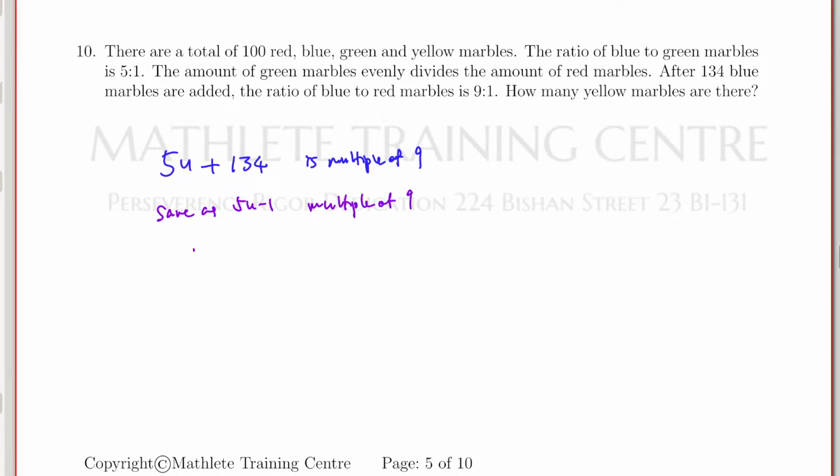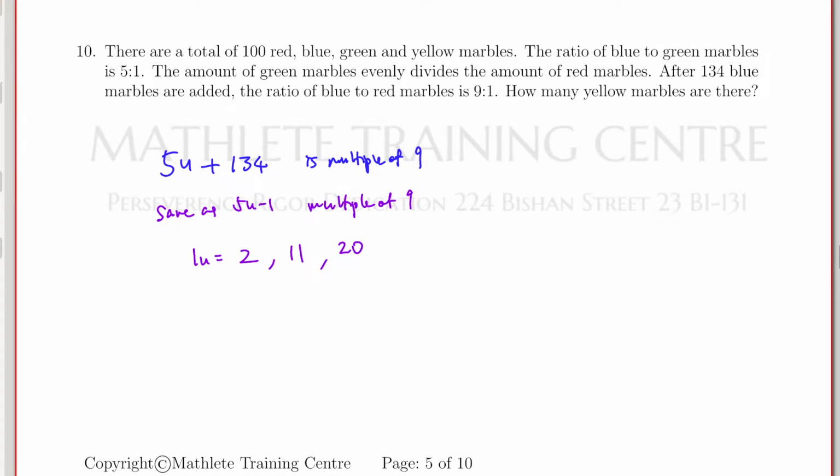So in that case, what can 1 unit be equal to? The first case is 1 unit equals 2, because 5 times 2 minus 1 is a multiple of 9. 1 unit can also be equal to 11, since 5 times 11 minus 1 is a multiple of 9. 1 unit can also be equal to 20, right? 20 times 5 minus 1 is a multiple of 9. So in each of these cases, I can go and count how many are green, how many are blue, how many are red, how many are yellow.